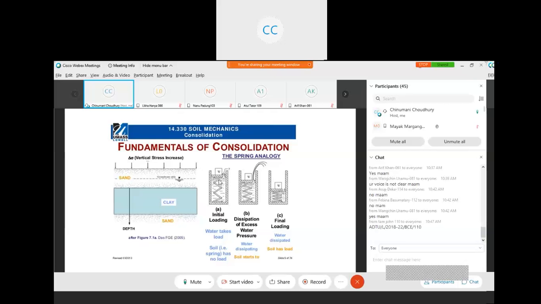Now, initially, suppose this is filled with water. So if we apply some load at the top, now what will happen? This load will be taken by the water, isn't it? So if we apply a load, which one will take the load? This spring will take or this water will take? Anyone? Hello? You can write in the chat box.